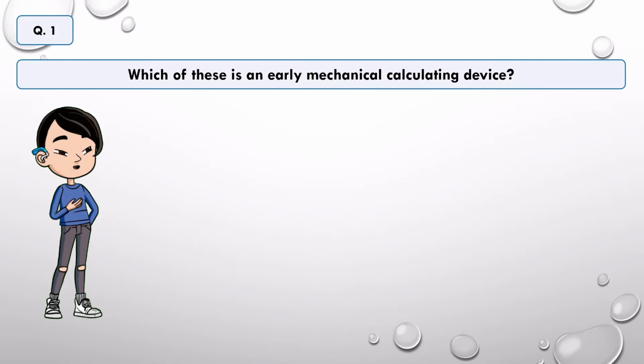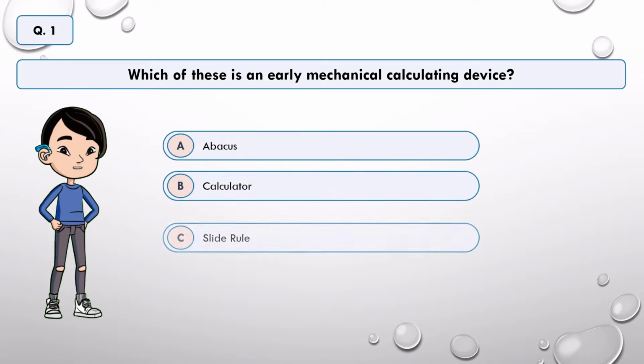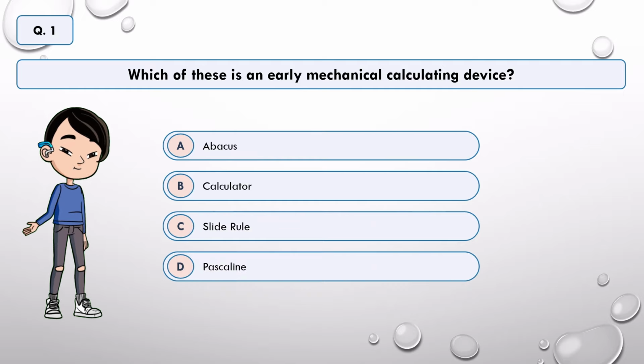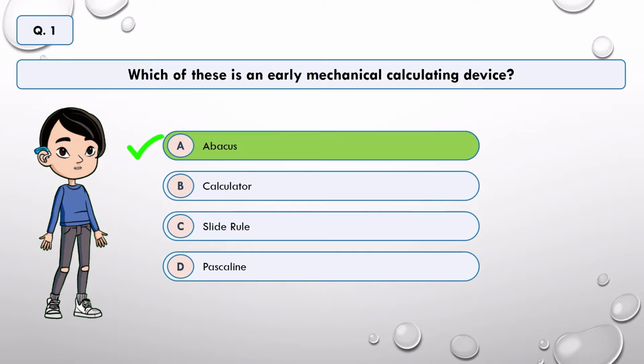Let's start. Question 1. Which of these is an early mechanical calculating device? Options are A. Abacus, B. Calculator, C. Slide rule, D. Pascaline. Answer is Abacus.